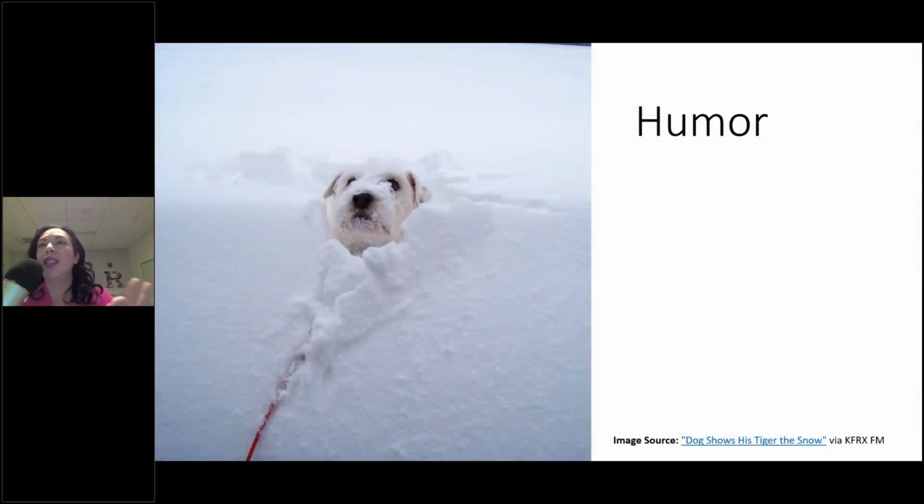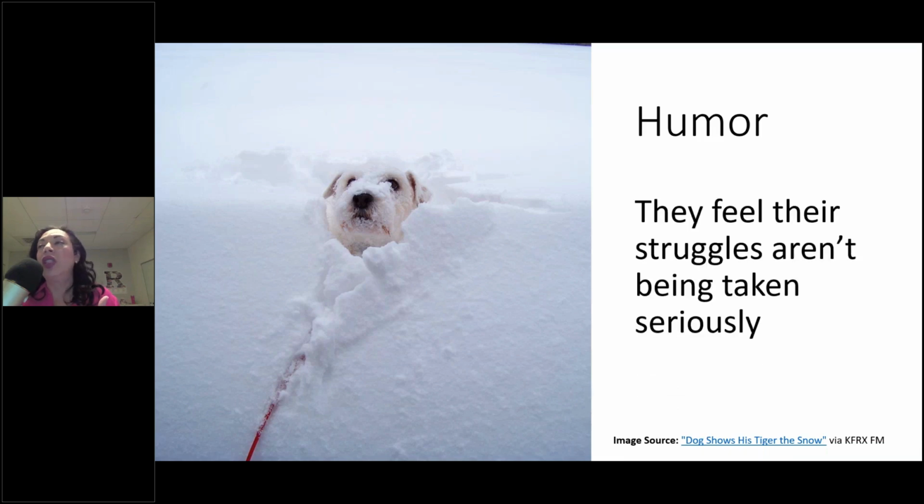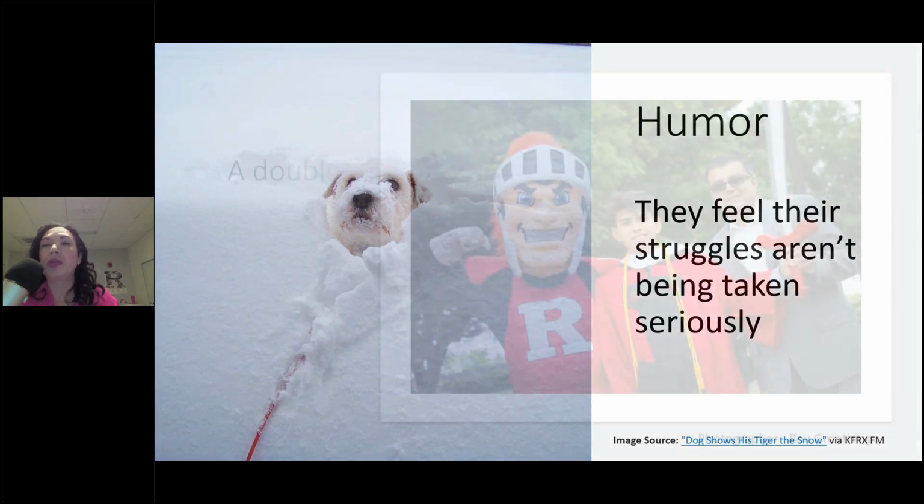And last but not least is humor. It's great for lightening the mood and breaking the ice, but if we're not careful, our humor can come off as dismissive. Students might think that we're not taking their struggles seriously, and then at that point, what we thought was an icebreaker becomes a barrier of sorts.